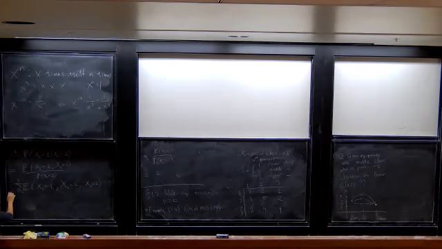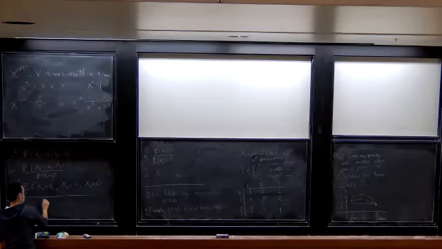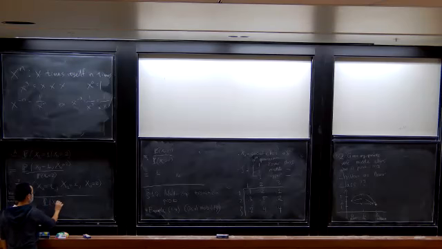So maybe let me say this again. This is the law of total probability, just in case. And of course, I'm going to divide again by the probability of x naught is equal to 2.